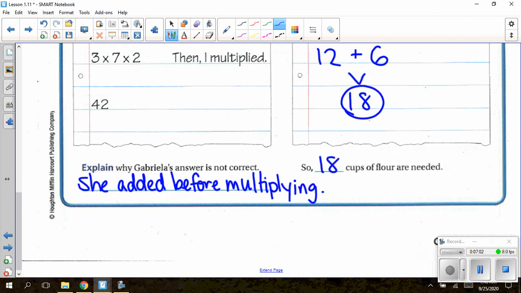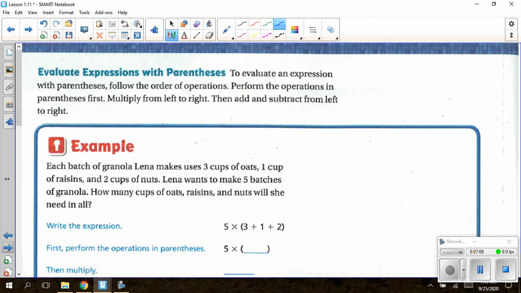So make sure you are following your order when we are solving our expressions today. Just like yesterday, or in lesson 1.10, we know that we had some expressions that had parentheses in them. So today we are going to be evaluating those expressions with the parentheses. To evaluate an expression with parentheses, follow the order of operations. Again, perform the operations in the parentheses first, then multiply or divide from left to right, and then add and subtract from left to right.